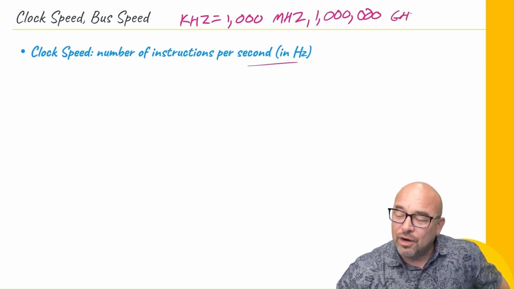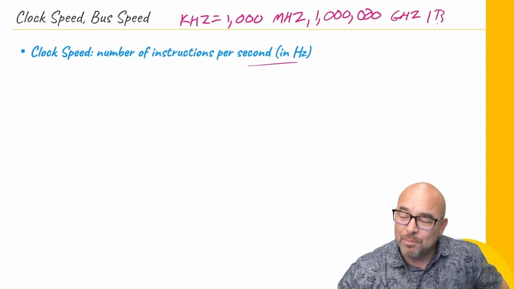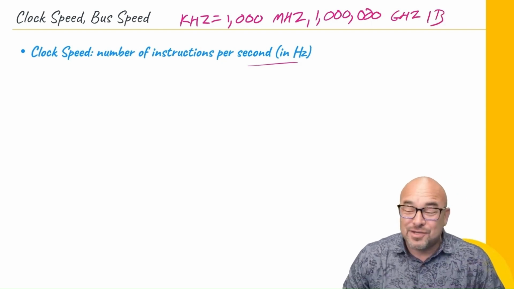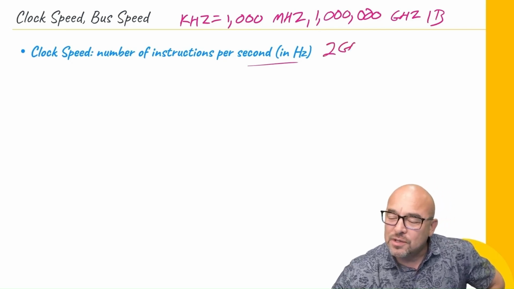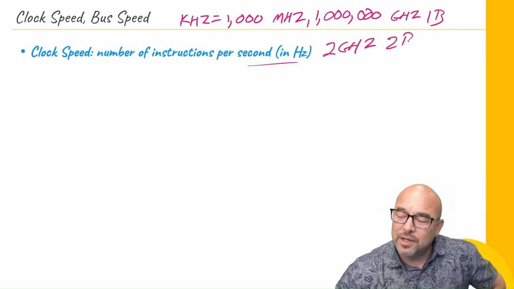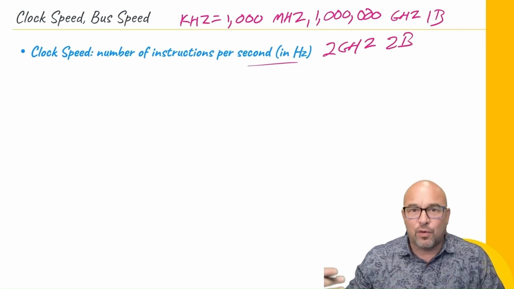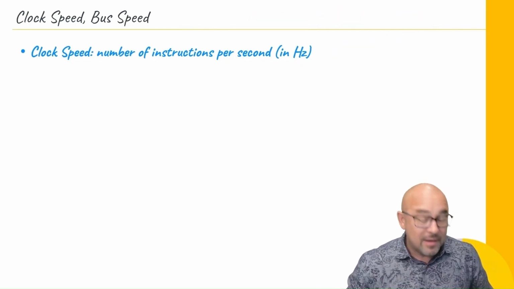And nowadays we're in gigahertz, which is a billion. I'll just put 1B there, so I don't have to put all the zeros down. So that's a billion instructions per second. And then, of course, if I have a 2 gigahertz processor, that's 2 billion instructions per second, and 4 is 4 billion instructions per second, and so forth.